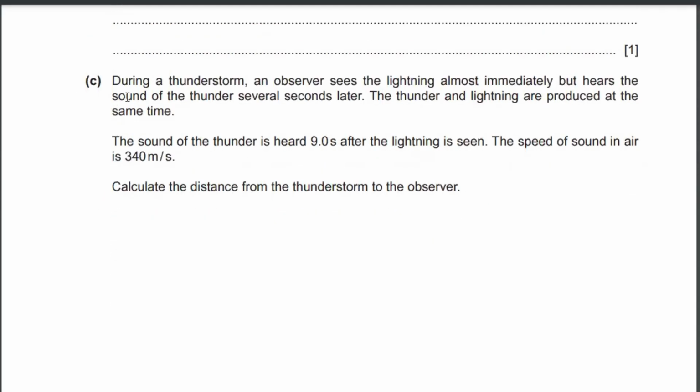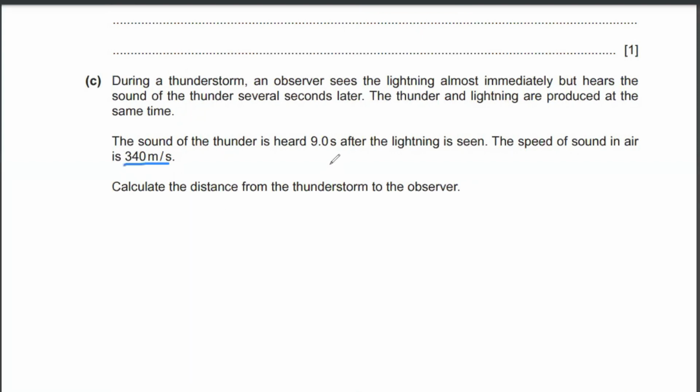Now the next question is, during a thunderstorm, an observer sees the lightning almost immediately, but hears the sound of the thunder several seconds later. So the thunderstorm is happening, we can see the light, but as light is faster than sound, we hear the thunder several seconds later. The thunder and lightning are produced at the same time. Let's say the sound of the thunder is heard 9 seconds after the lightning is seen. The speed of sound in air is 340 meters per second. Calculate the distance from the thunderstorm to the observer.